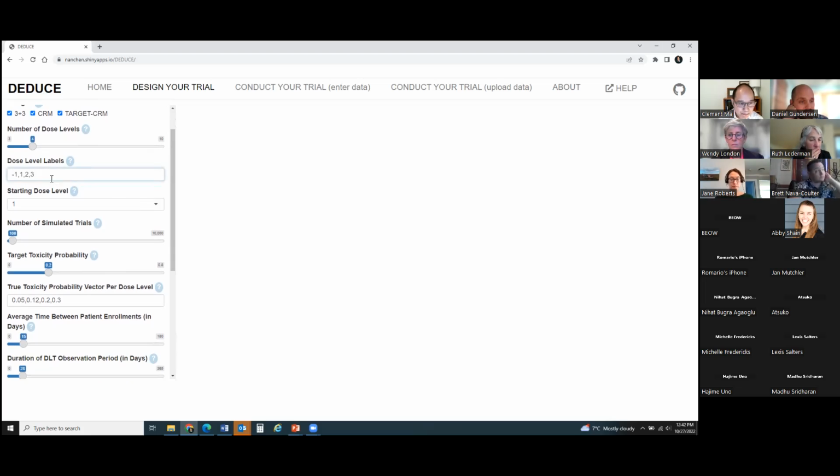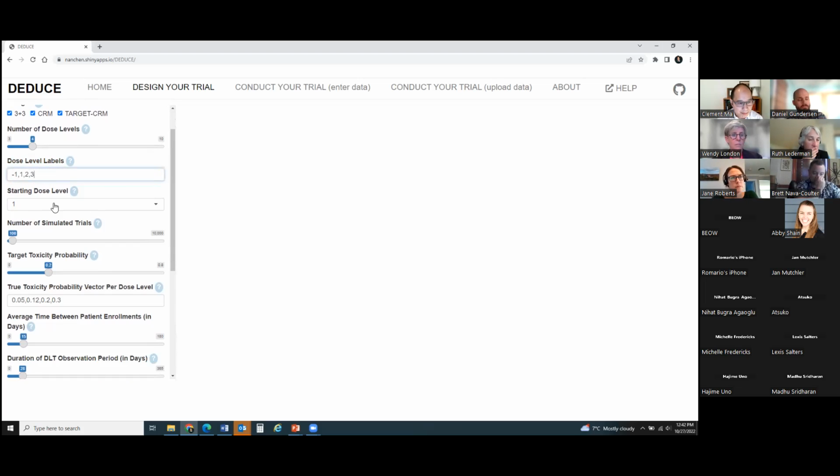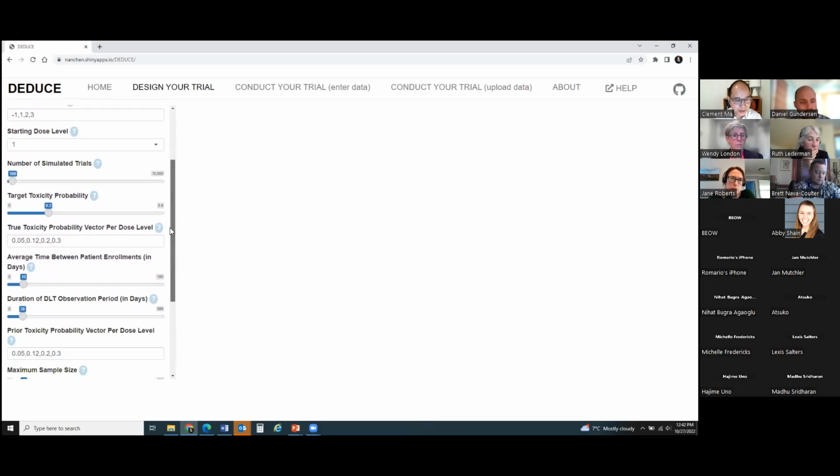And there is some built-in error checking. So for example, if I try to only include three labels for a 4-dose level trial, it'll give you a little error message. So I'm going to just put it back in. Next, you can specify the starting dose level for your trial. And it doesn't have to be the lowest dose level. So in this case, we're starting at dose level 1, which is actually the second lowest dose level. And this allows us the ability to de-escalate from the initial dose if we encounter early DLTs. And this is quite commonly done in phase 1 trials.